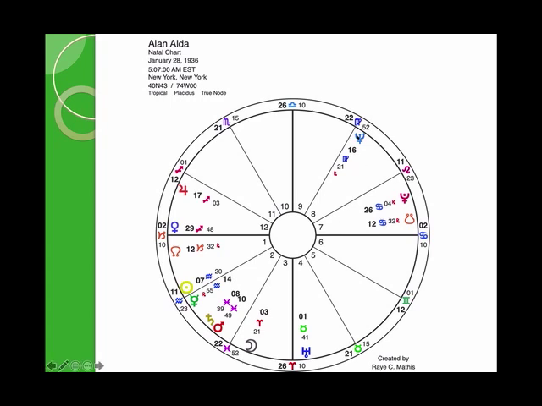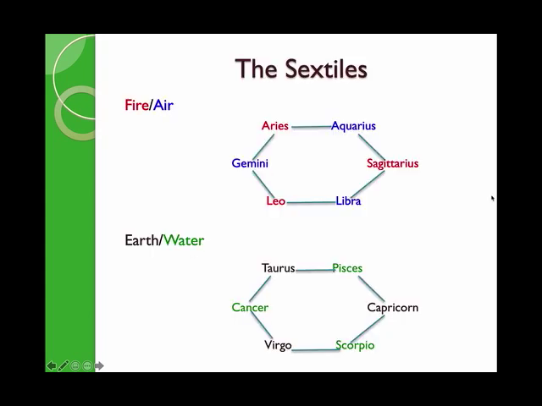So you've got not an in sign, but an appropriate sign, Earth to Earth here. And then you have an out of sign, which is Capricorn to Taurus. And then we come to the sextiles.